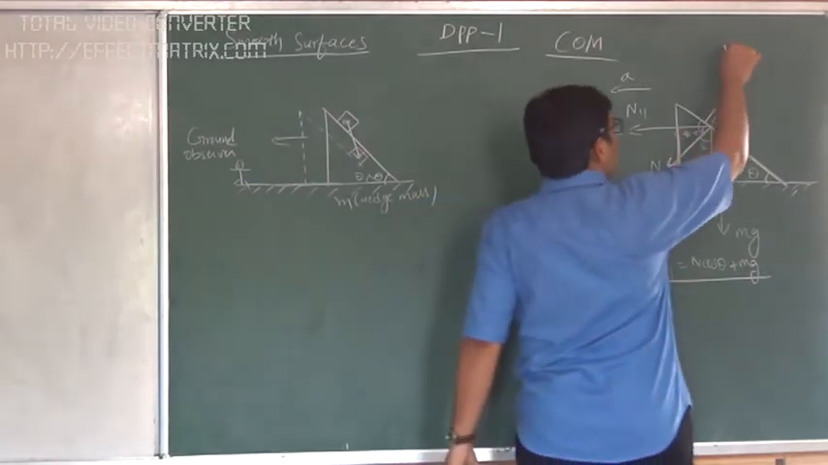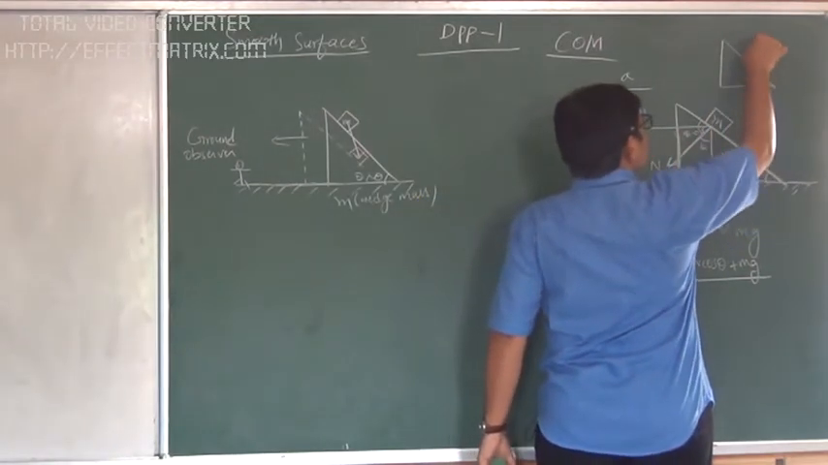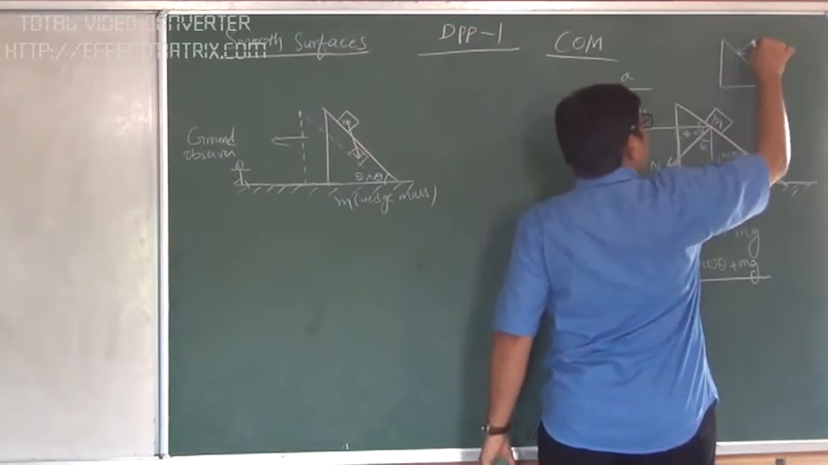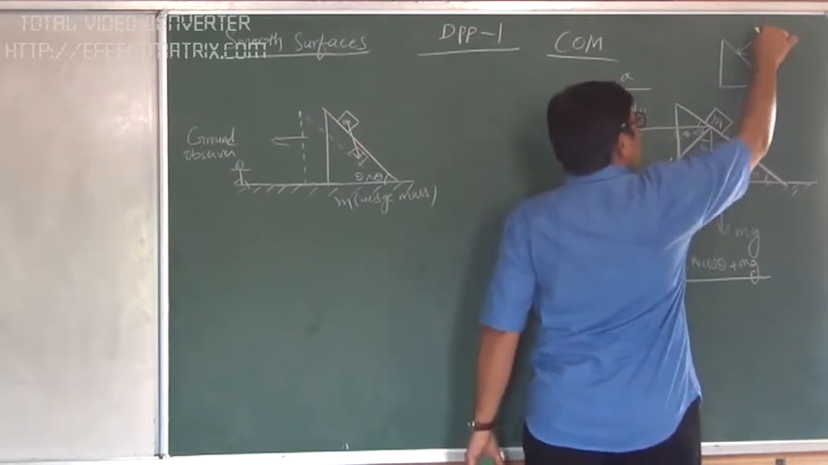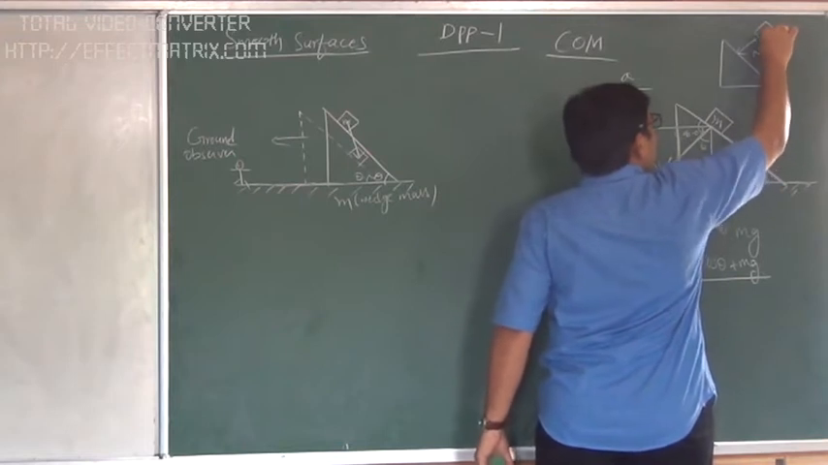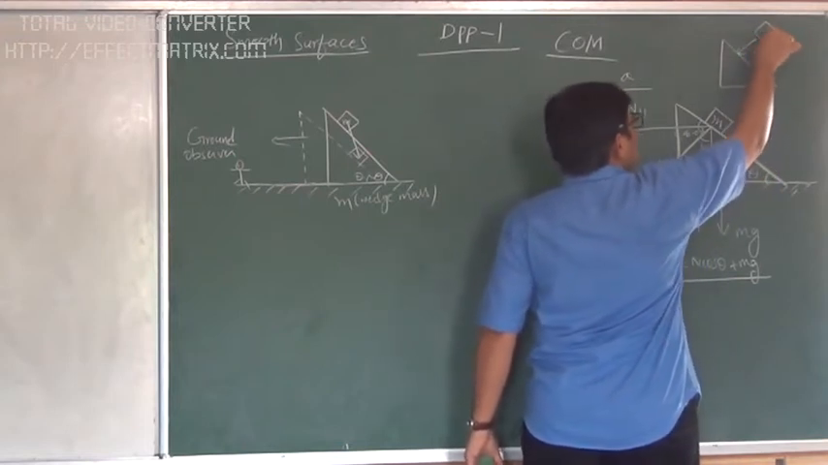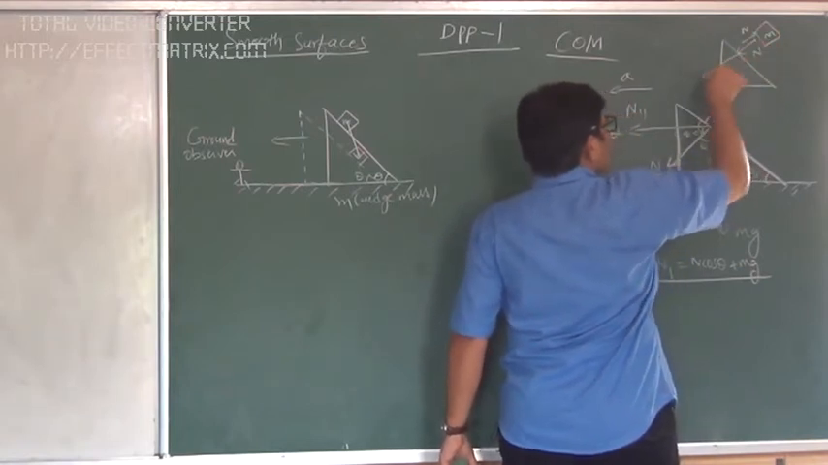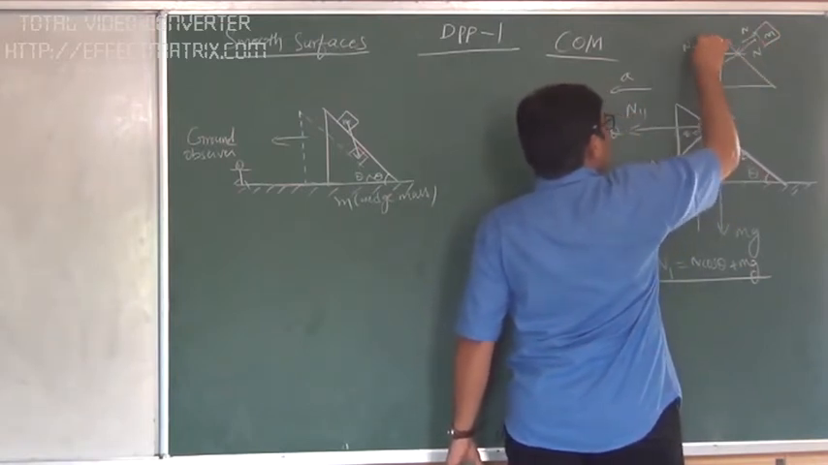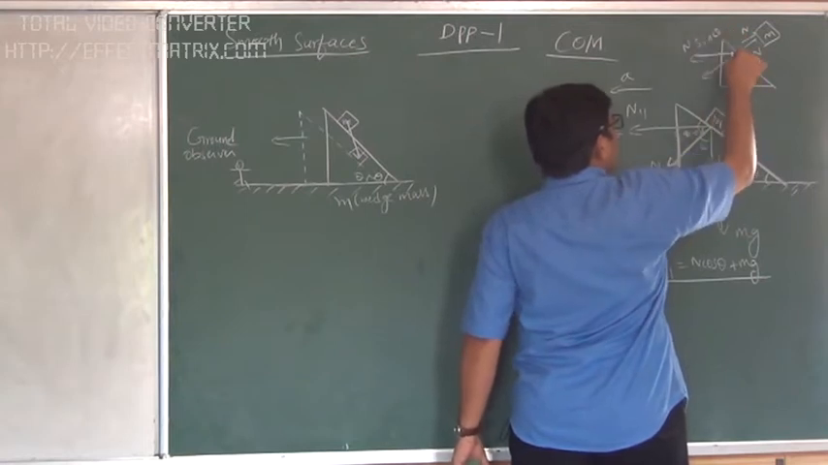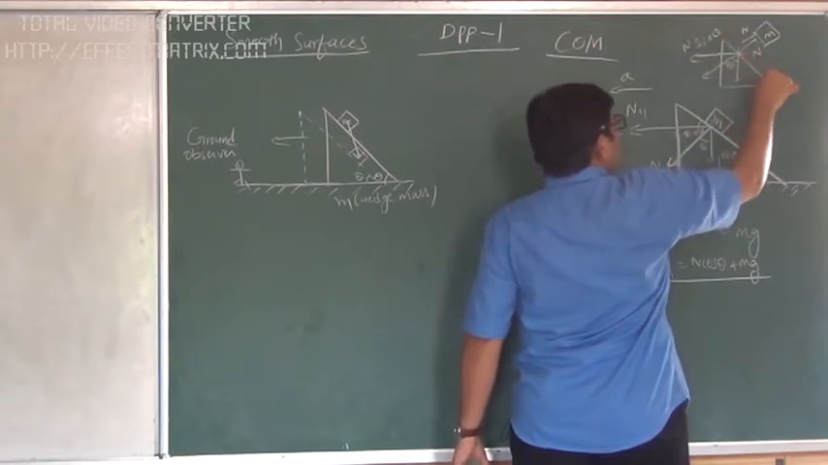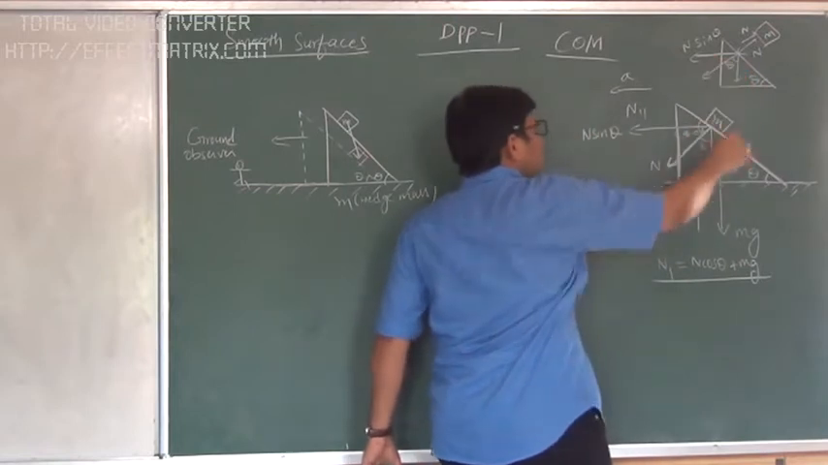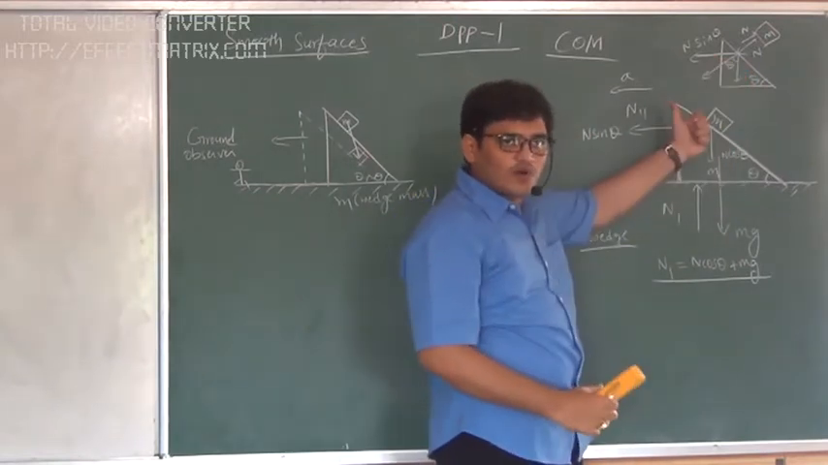Observe carefully. This is N, applied by whom? The block. The block applies a contact force on the wedge, and on this block the wedge also applies N. So this is N, and its horizontal component is N sin theta, as this is theta and this is also theta. N sin theta is acting on the wedge towards the left.